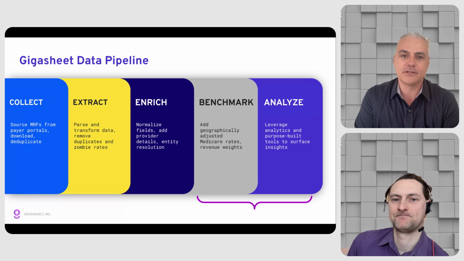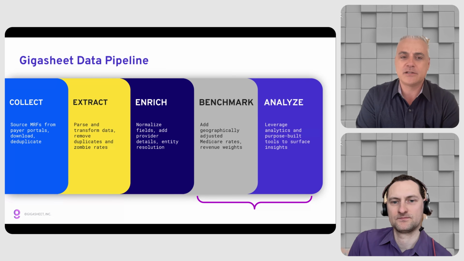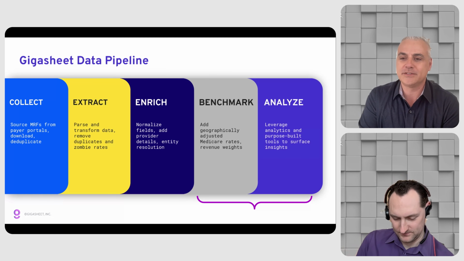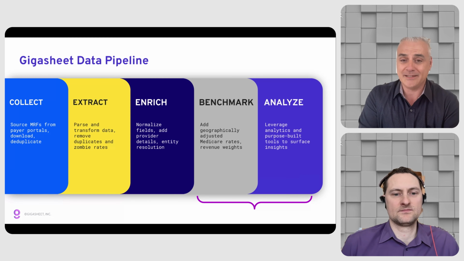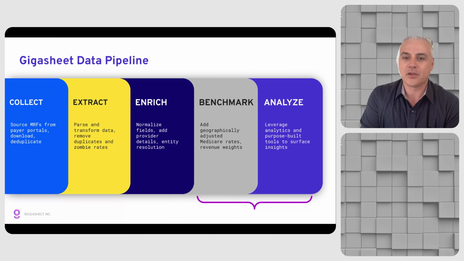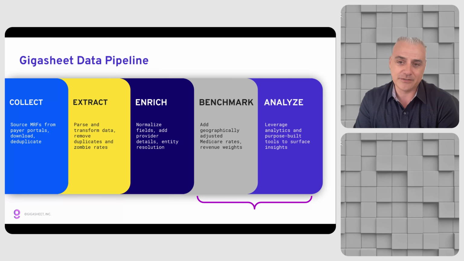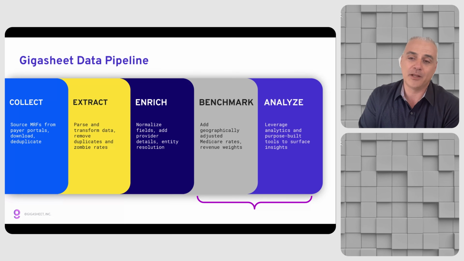This is a little bit about what we do at Gigasheet. We collect data from hospitals and payers nationwide. We extract and transform that data to make it human readable from machine readable. We enrich it. We do a lot of normalization and add provider details and entity resolution as well. Then we apply benchmarks. We add, for example, Medicare adjusted rates, as well as analyze the data. And that's really what we're going to focus on today, these last two steps.